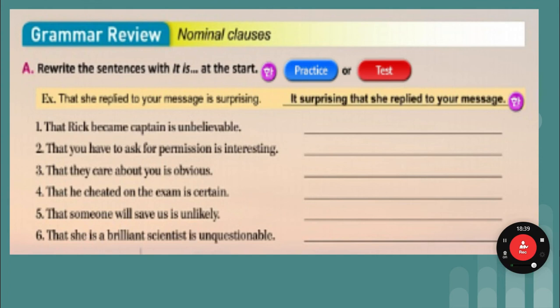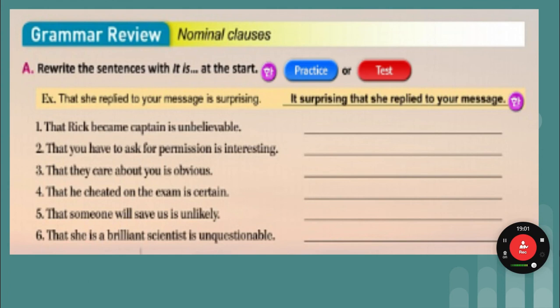Permission means that you can do something. It's okay for you to do something. That they care about you is obvious. It is obvious that they care about you. That he cheated on the exam is certain. It is certain that he cheated on the exam.